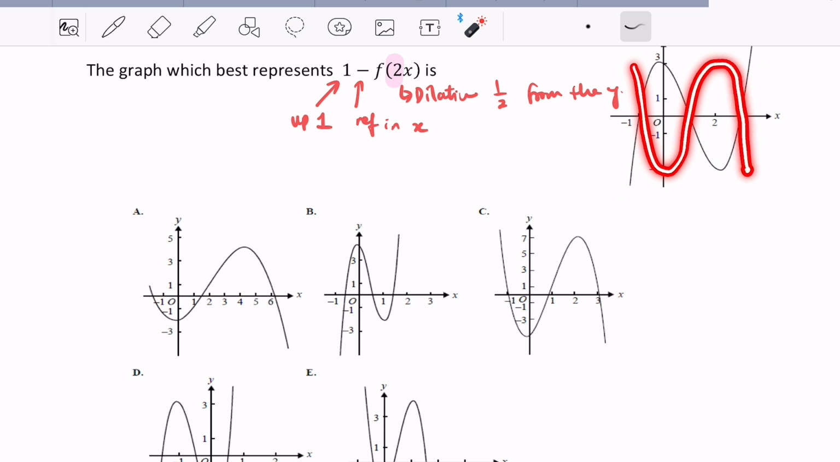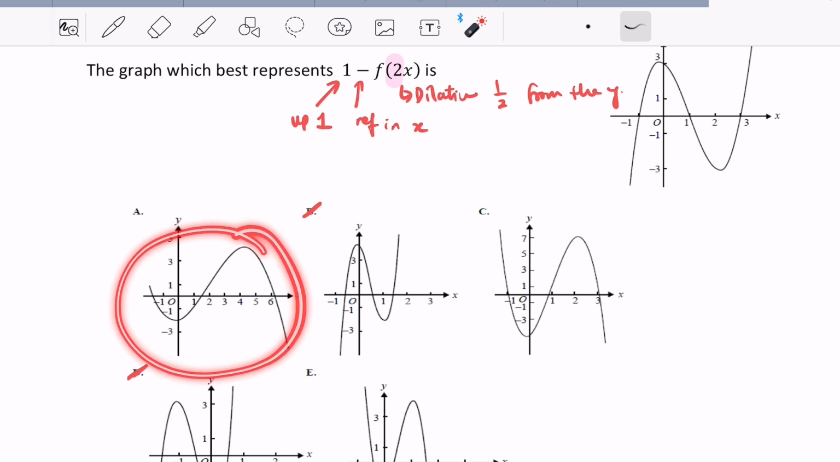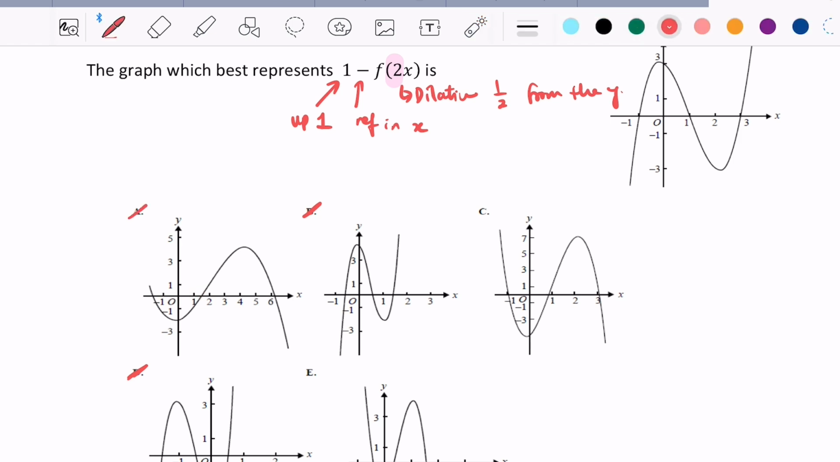So we can already start to eliminate a few of them. There's no reflection here, and there's no reflection here. So it can't be B or D. Next, as we said, we want to see a graph that is half the size. So for example, this one looks like it's larger. So here we had the x-intercept at 1, now it's at 1.5. So it can't be this one.